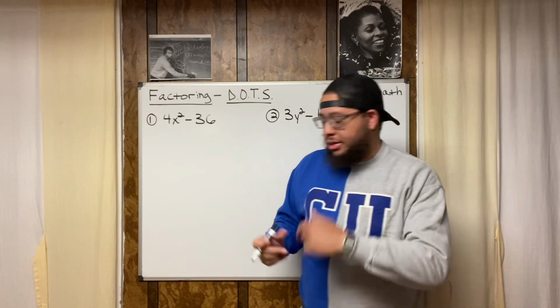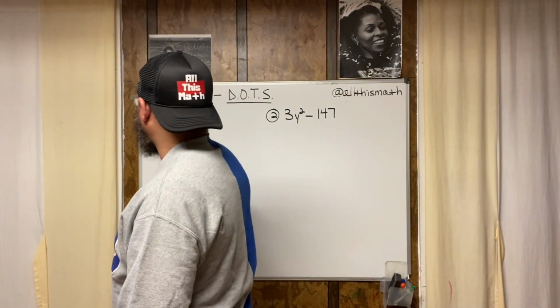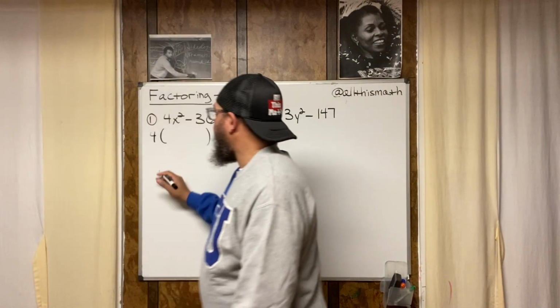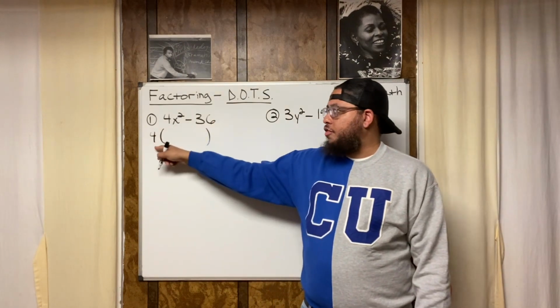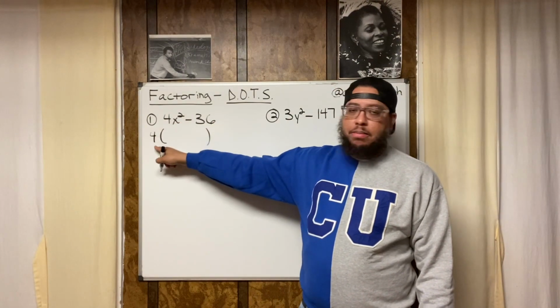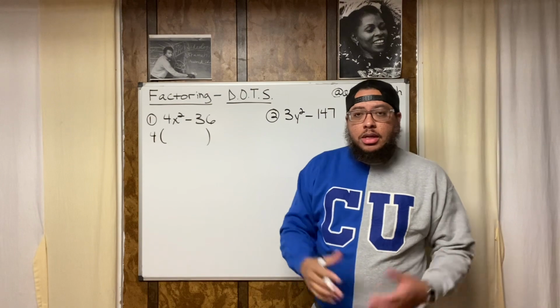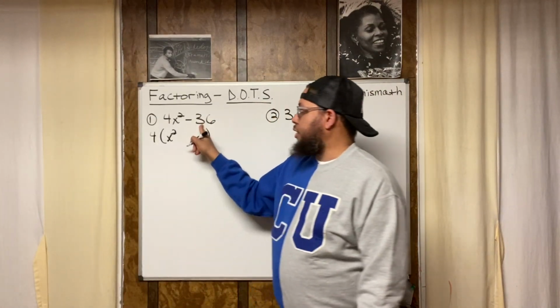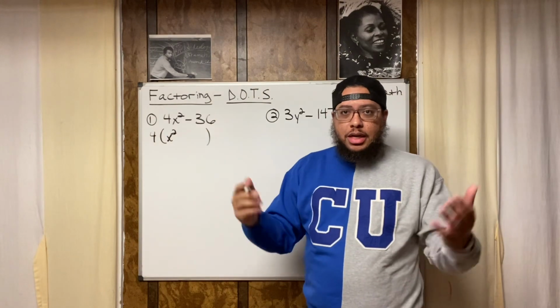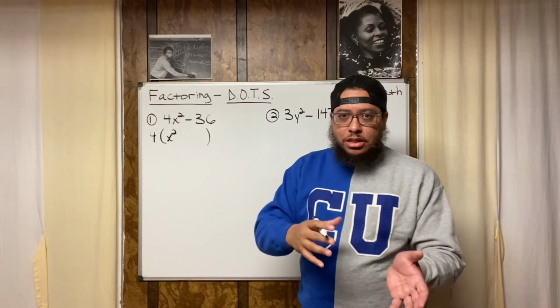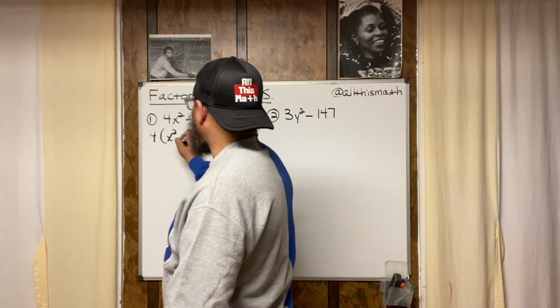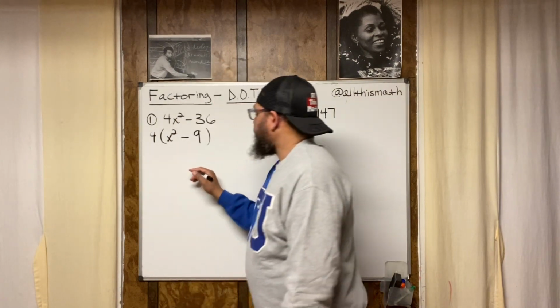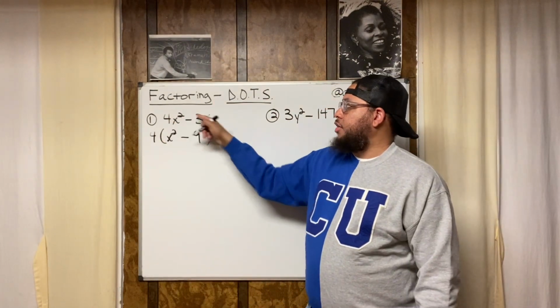So watch how I rewrite this. I'm going to write a 4 outside, and then put a set of parentheses, and then divide each of these terms by 4. So 4x squared divided by 4: the 4's cancel out, leaving me with just x squared. And then negative 36 divided by 4 is negative 9, because a negative divided by a positive equals a negative. So this is going to be x squared minus 9. Now, initially, this was already a difference of two squares.